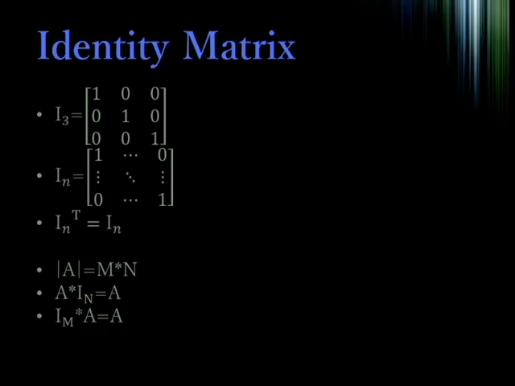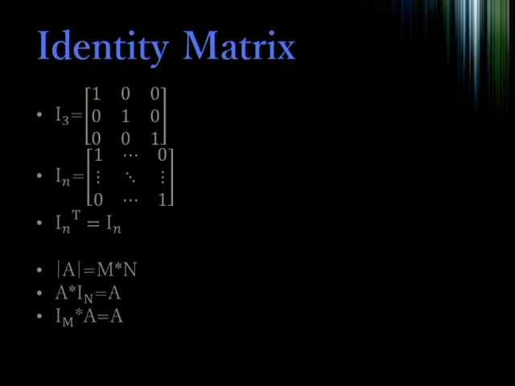And if we take some matrix A, which is an m by n matrix, and we multiply it by the identity matrix of size n, we will get A. If we take the identity matrix of size m and multiply it by A, we will also get A. You can think of this equivalently as when you multiply a number by 1.